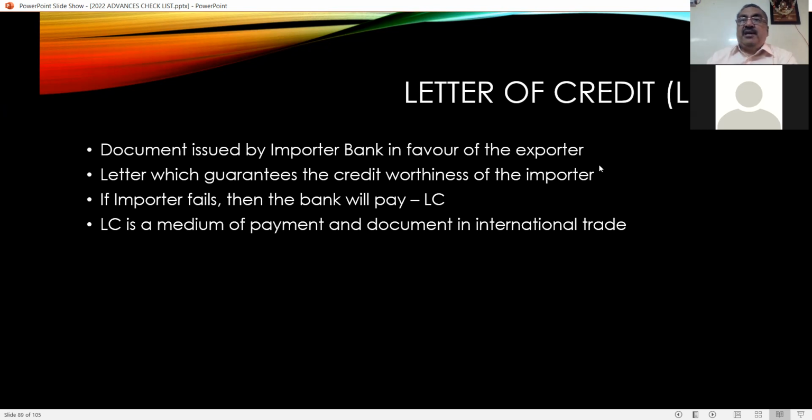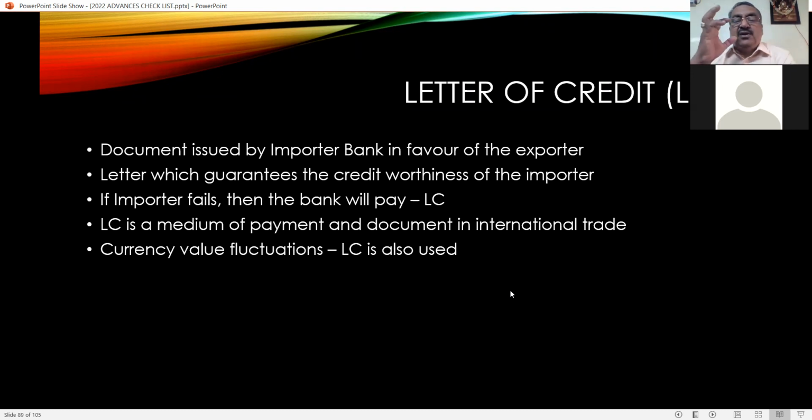LC is a medium of payment and a document in international trade. For international trade, this is the base. So LC is a medium of payment. The payment can be made in dollars, or in pounds also. So it is a medium of payment that can be utilized during international trade. LC is also issued because of currency value fluctuations. To take the risk of currency fluctuations, LC plays a very vital role.